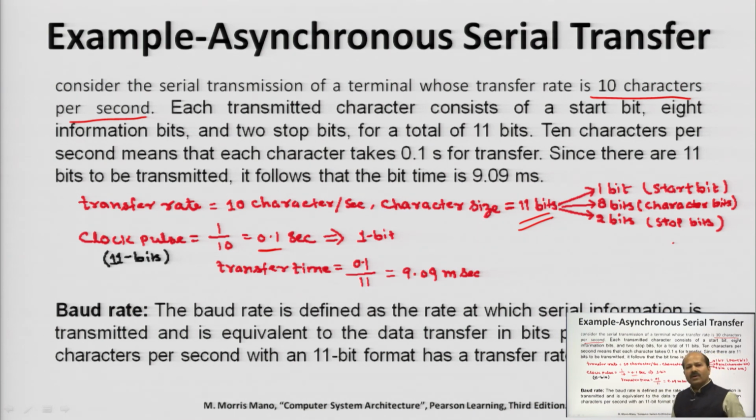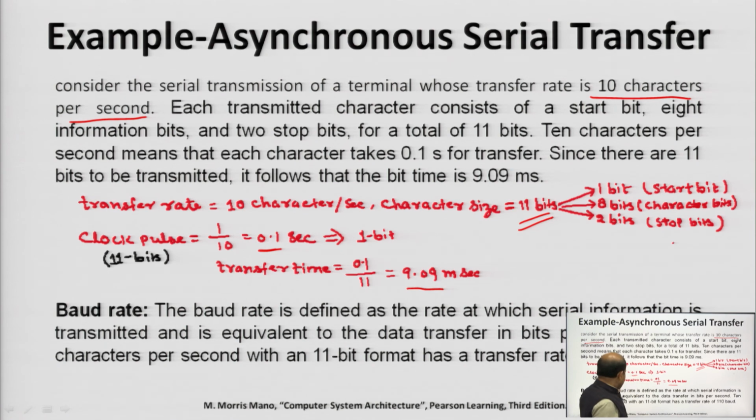We can also calculate the time to transfer 1 bit. 0.1 second for 1 character, or you can say 11 bits can be transmitted in 0.1 second. The question will be asked: what is the time taken by the device or channel to transmit 1 bit? So, 0.1 upon 11 will come as 9.09 milliseconds. This way we can calculate the numerical problem also.